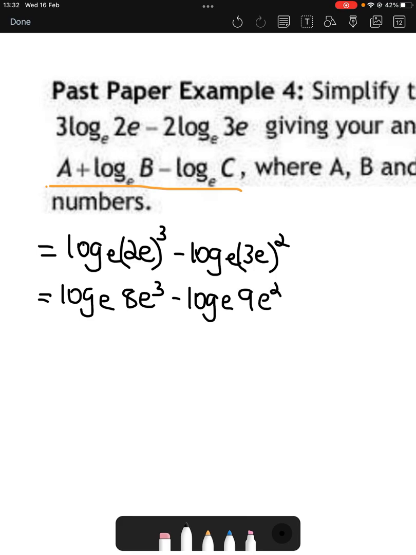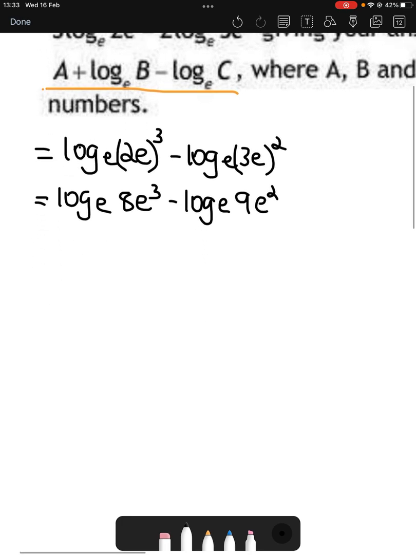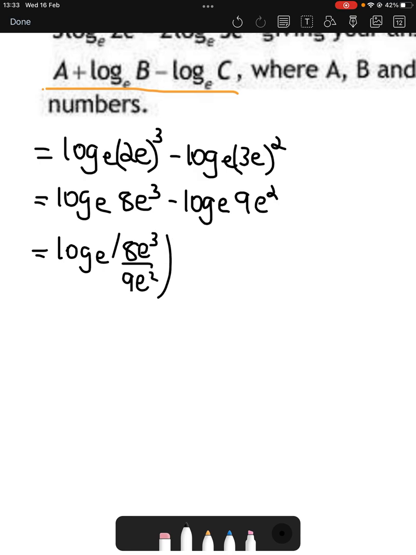Now at this point, there's multiple ways you can go about this. What I'm going to do is, I think probably what you might think about is taking away means you divide. So I'm going to use that method. There's another way of doing it that I'll talk to you about at the end. So what I've really got is 8e cubed over 9e squared. Now that obviously does simplify down because your e's are going to cancel down to just an e.